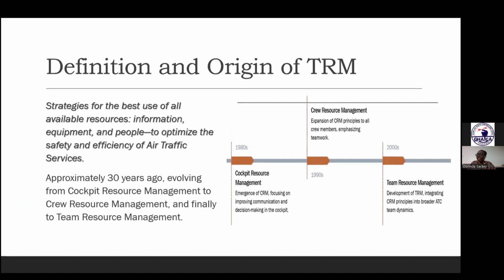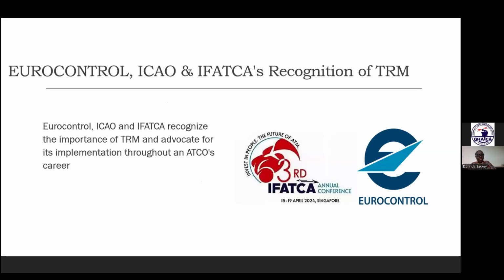It originated approximately 30 years ago, evolving from cockpit resource management, where the focus was with the pilots, to crew resource management, focusing on the crew members on board, and finally, team resource management, relating to ATC. When it comes to recognition, Eurocontrol, ICAO, and IFATCA recognize team resource management and advocate for its implementation throughout an ATCO's career. Eurocontrol has taken the initiative to prepare the first team resource management program and has been able to implement it.